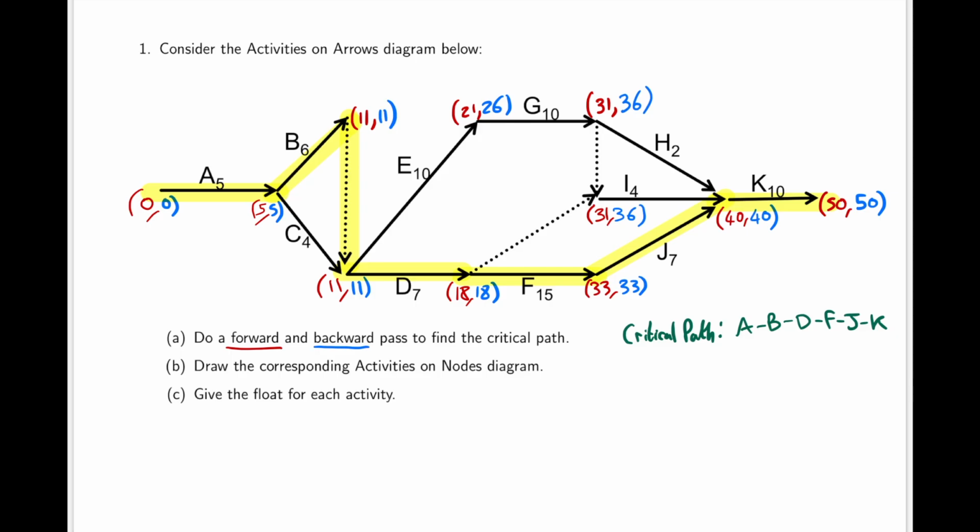The next question asked us to draw the corresponding activities on nodes diagram. So this is an exercise in converting between the two different diagrams. So our activities on nodes diagram, every activity is a box. Set out like this. We can name the box, for example, A, that is the label of our activity. The duration of the activity will go in the bottom left-hand corner.